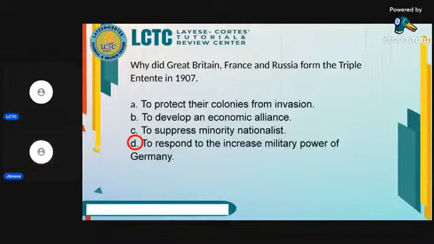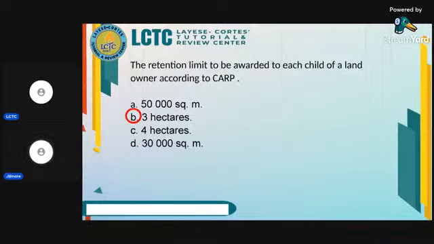Another question. Why did Great Britain, France, and Russia form the Triple Entente in 1907? Take note, they formed the Triple Entente to respond to the increased military power of Germany. The countries who formed the Triple Entente in 1907: Great Britain, France, and Russia. And the purpose of the formation of the Triple Entente is to respond to the increased military power of Germany. Okay.